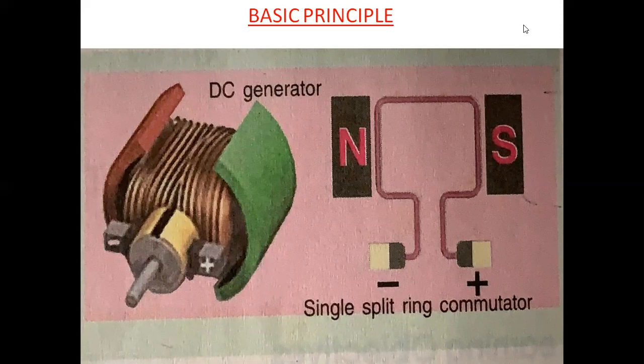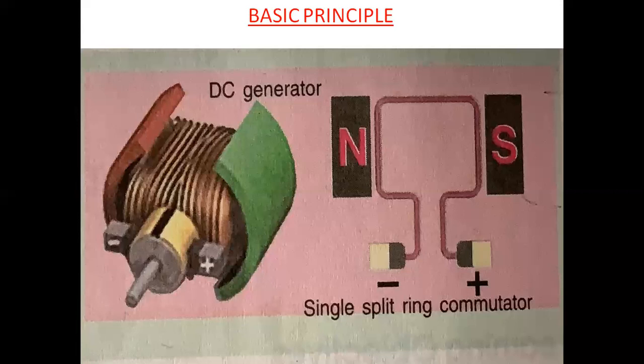So now we are going to talk about alternators, the basic principle. These alternators are also called AC generators. They operate on the same fundamental principle of electromagnetic induction. As we know, electromagnetic induction is the main principle in DC generators. The same principle is used for AC generators also.